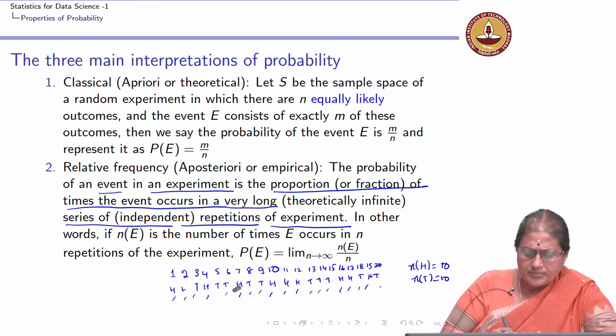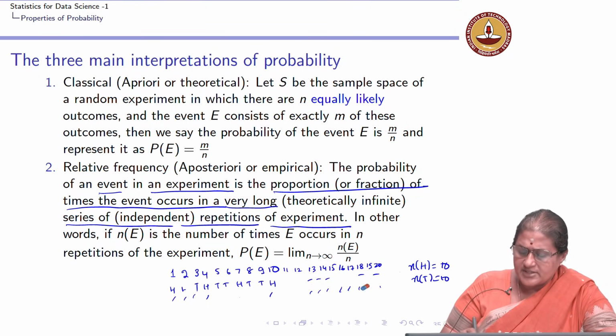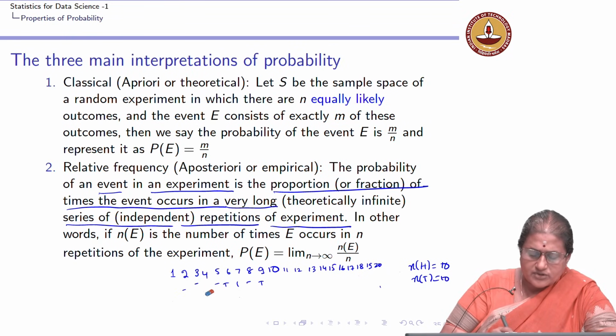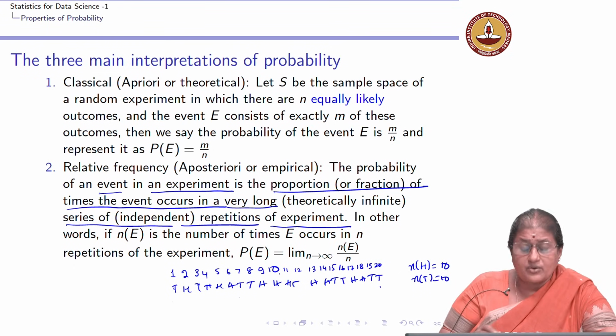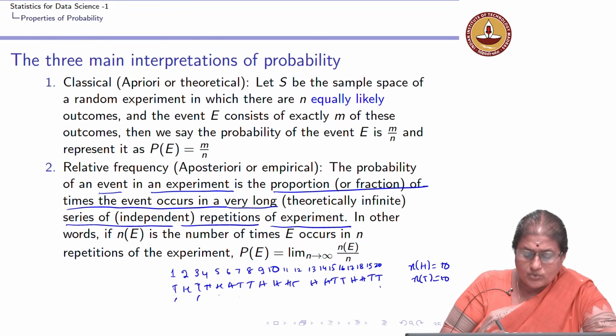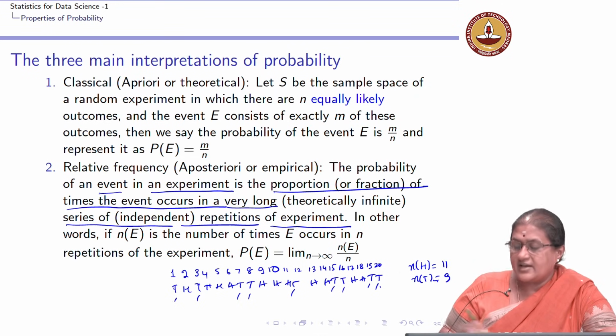Need not be. For example, suppose another person is tossing 20 tosses of the coin and randomly this is the sequence they get: tail, head, tail, tail, head, head, tail, tail, head, head, head, tail, head, head, tail, tail, head, head, tail, tail. Here, if I count the number of tails, I have 1, 2, 3, 4, 5, 6, 7, 8, 9 and the number of heads is 11.